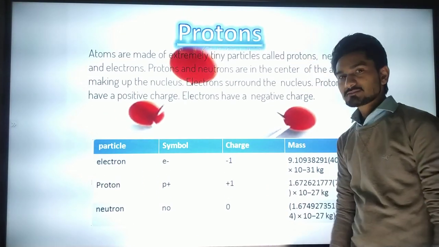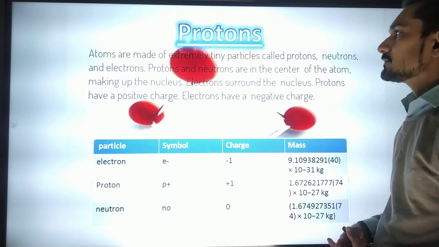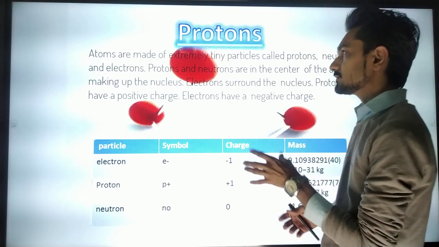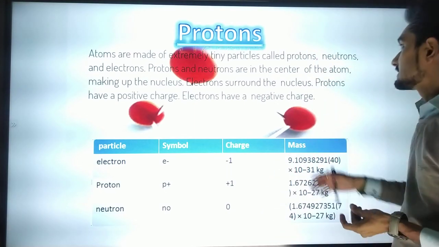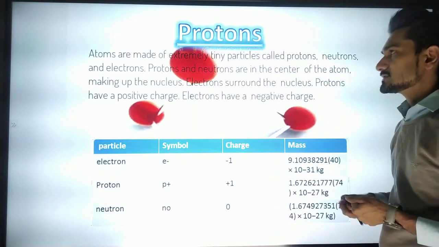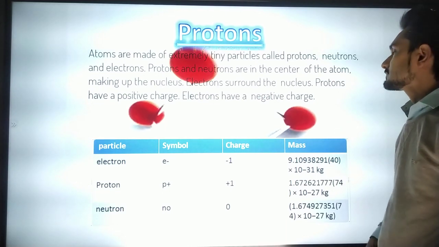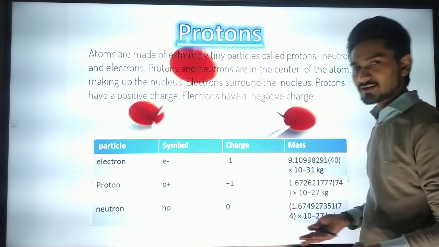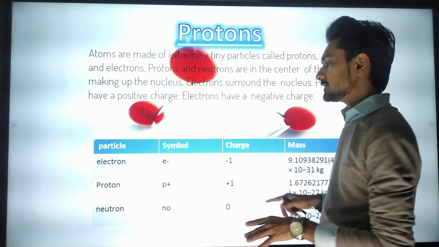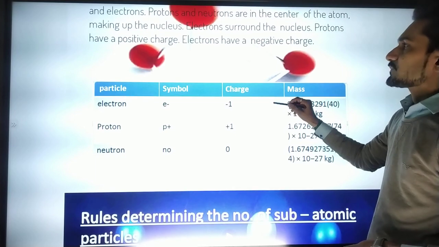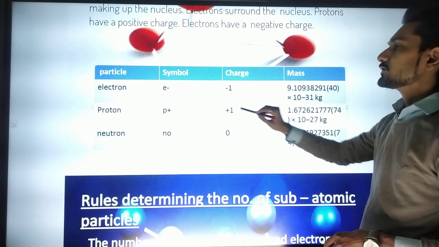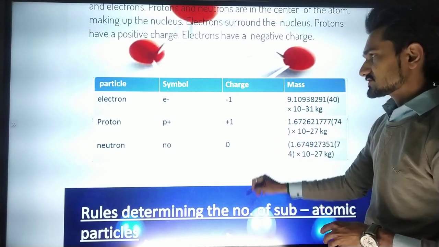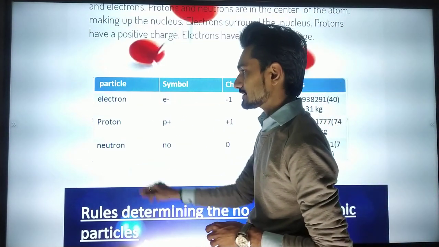Now we will discuss the protons. Atoms are made up of extremely tiny particles: protons, neutrons and electrons. Protons and neutrons are in the center of the atom, making up the nucleus. Electrons surround the nucleus. You already know these facts very well. See, this is the important point: the mass, the charge, the symbol, and the particle.